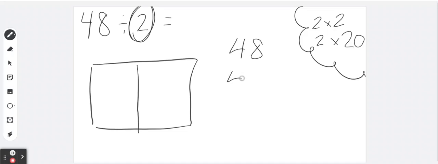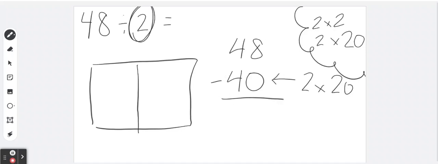So I'm going to take away 40 because that's a big chunk. But I have to label it. I can prove that 40 is a multiple of 2 because it's 2 times 20. So now before I take away that 40, I'm going to take that 20 and put it in each box, because this right here says 2 times 20, which means I have 2 groups of 20. So here's my one group of 20, 2 groups of 20.